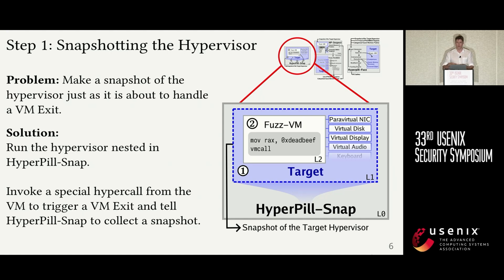It forwards all the VM exits as they would normally happen to the target hypervisor, except for one particular type of hypercall. When we see this special type of hypercall, we pause the hypervisor and the guest that it's running, and we collect a full system snapshot of the target. And when we collect the snapshot, the next instruction that's going to run on the target hypervisor is it about to start handling the VM exit, which in our case is this type of hypercall that we inject.